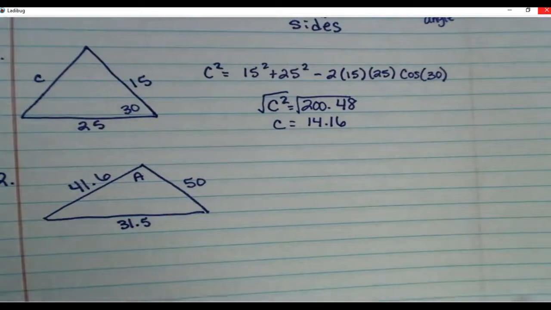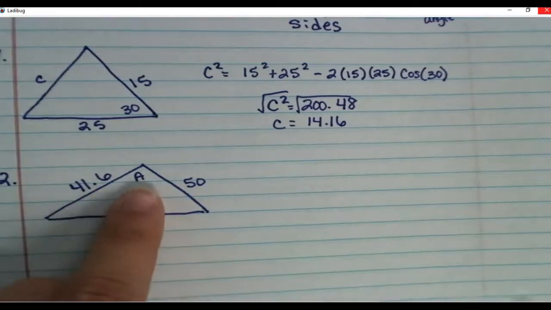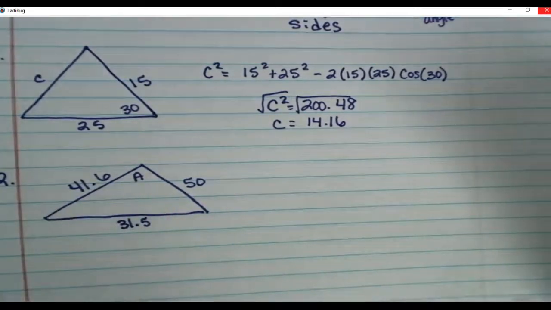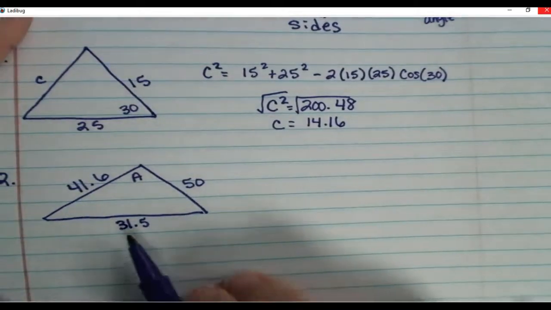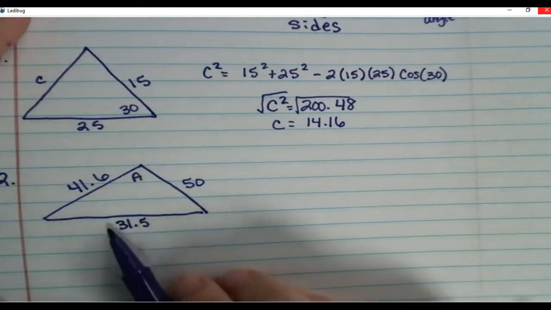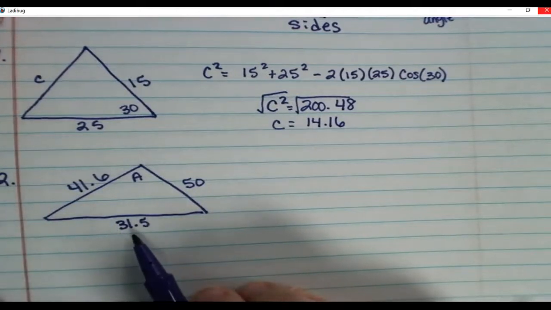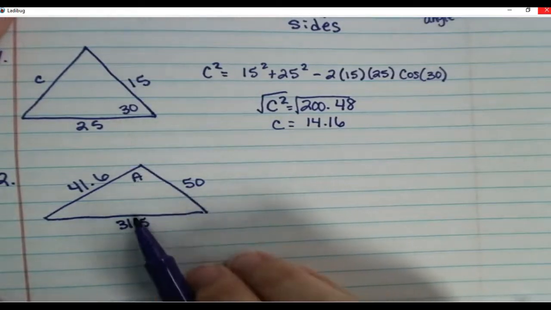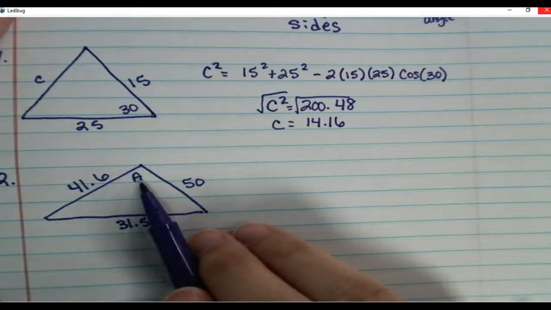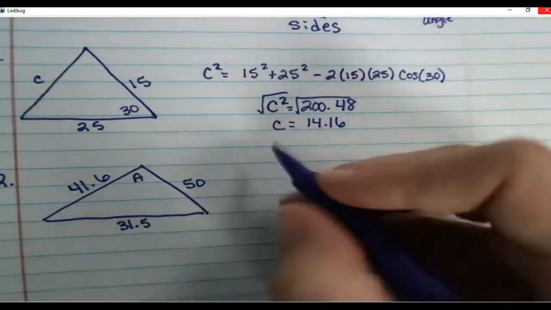Okay, so in this one, we know all three sides and we're looking for an angle. So we are looking for angle A. The formula that I want to use is going to be ending in angle A. If I'm ending in angle A, I have to start with side A. So that means I'm going to start with this 31.5 squared. You always start with the side opposite of the angle you're trying to find. So we're trying to find big A, so we start with little a.